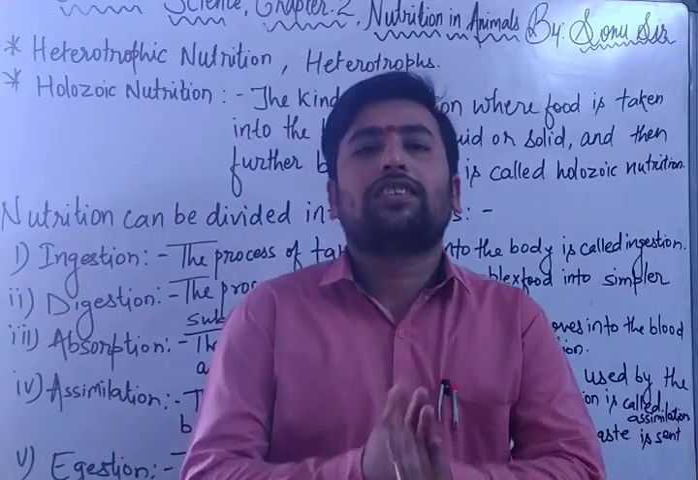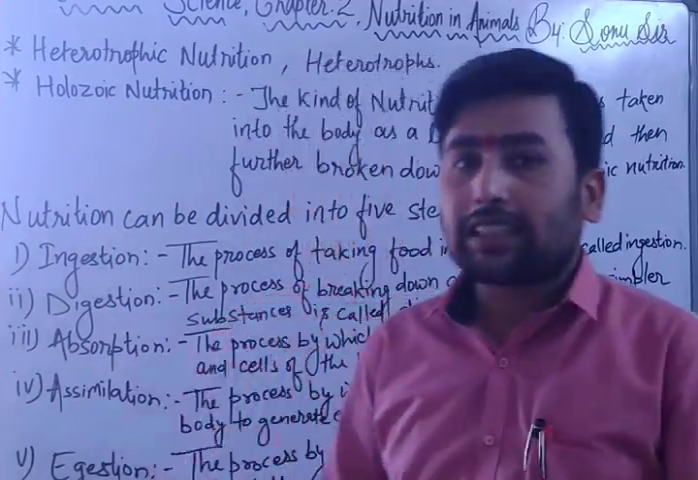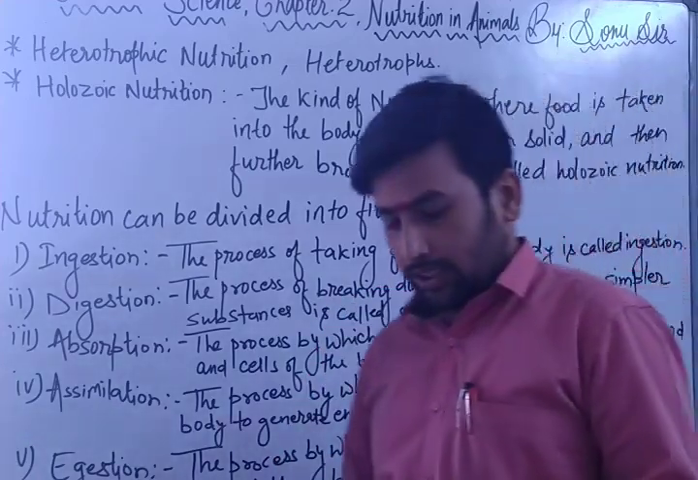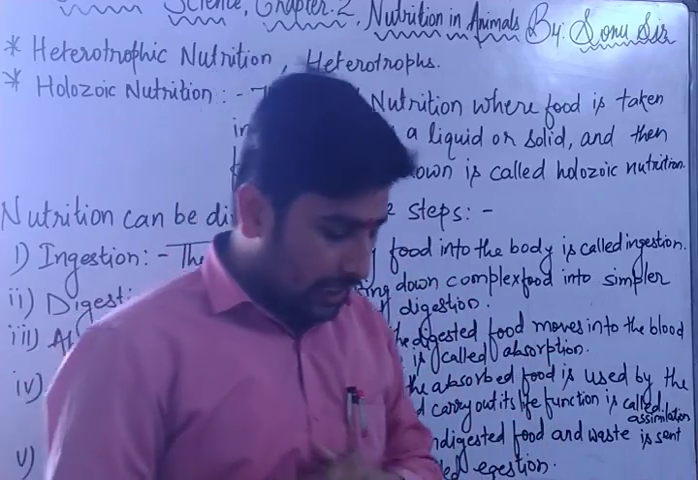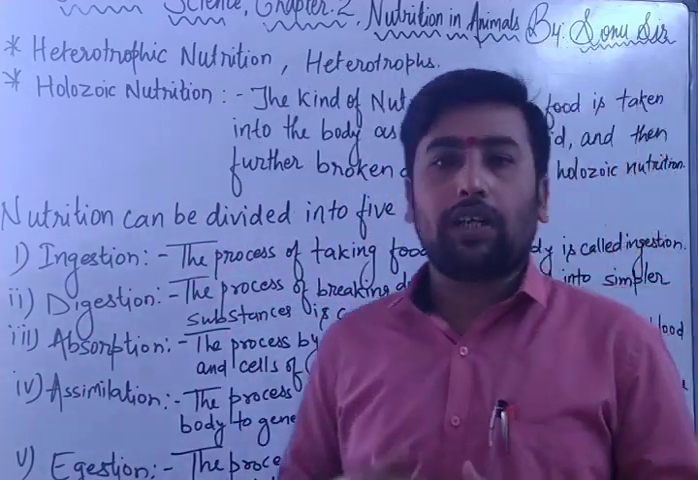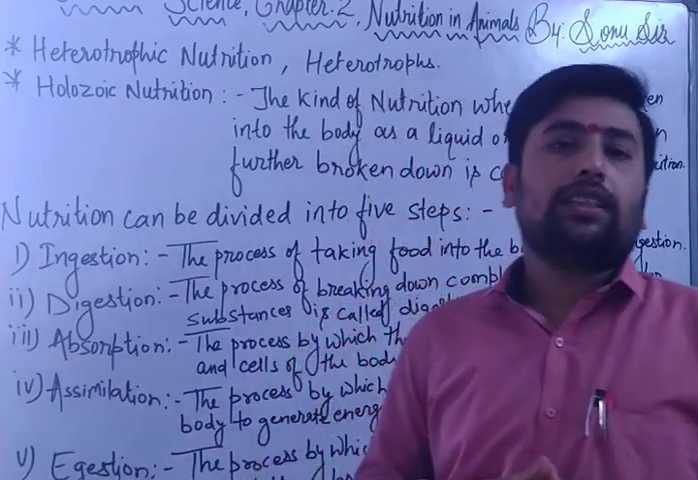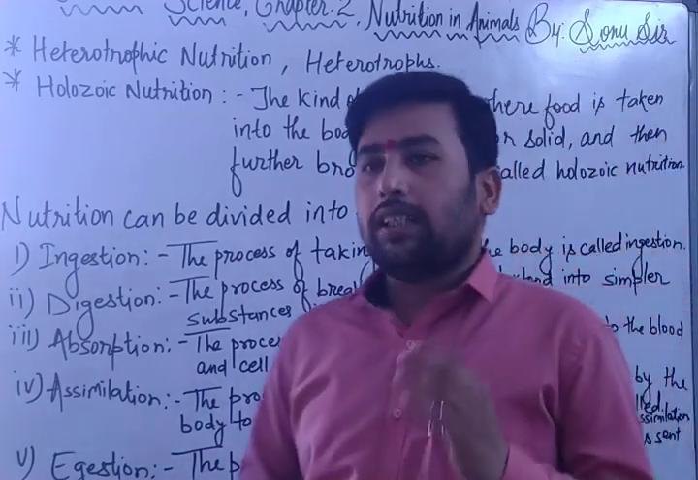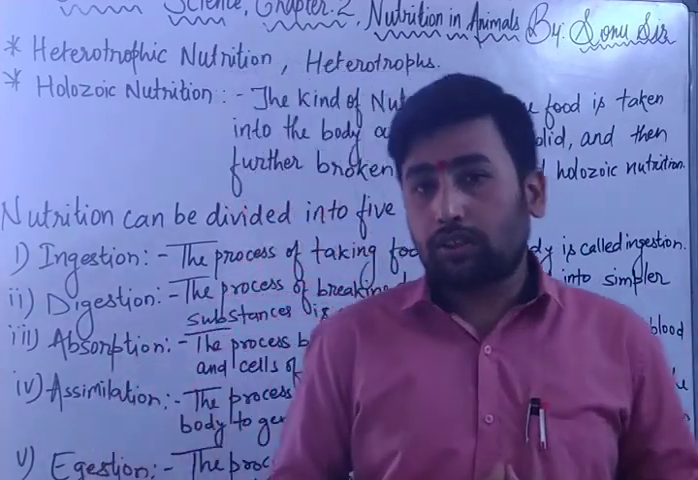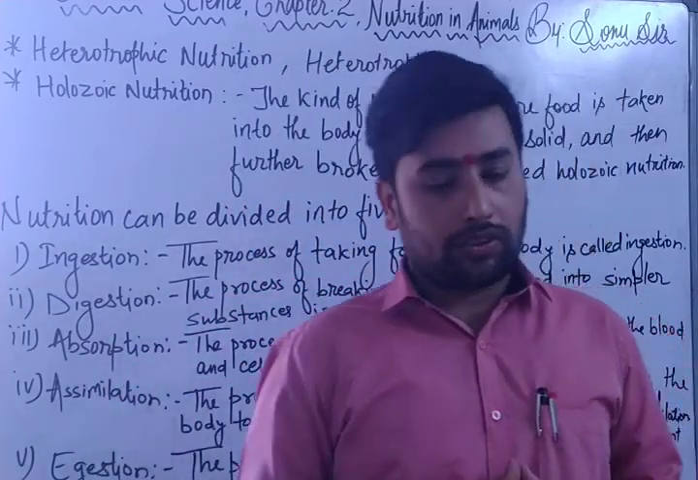Hello students, today we are going to discuss class 7 science chapter 2, that is nutrition in animals. Before going to this chapter, I would like to revise the previous things that I have taught you. In nutrition, we have studied autotrophic nutrition and heterotrophic nutrition.